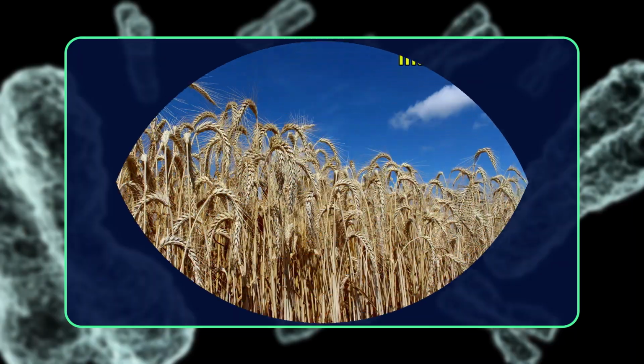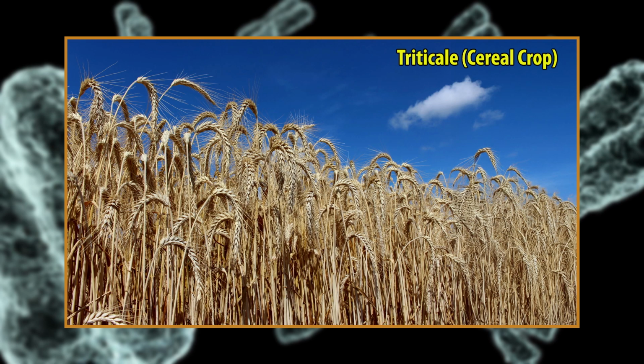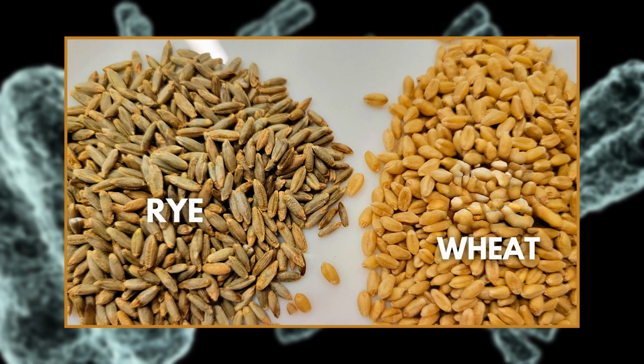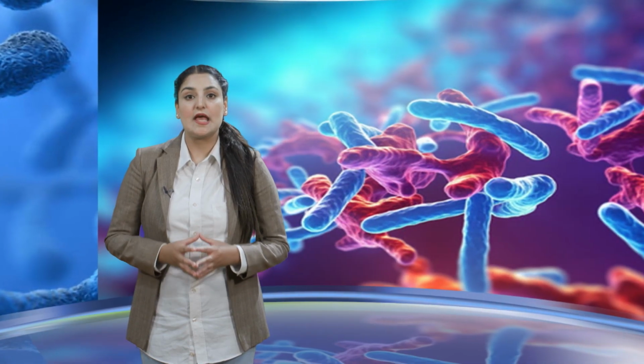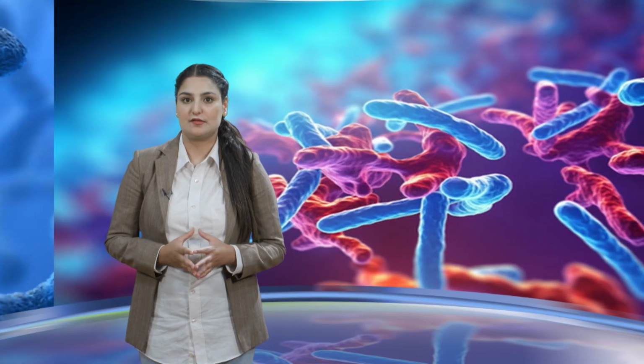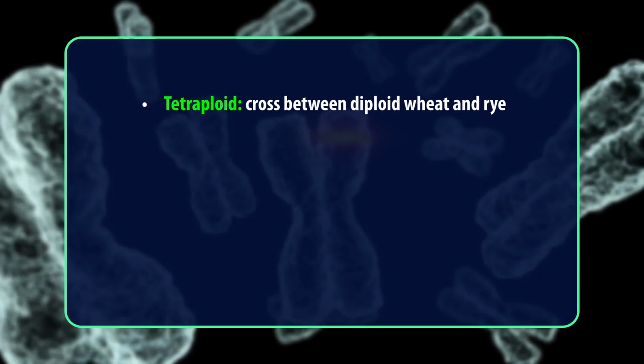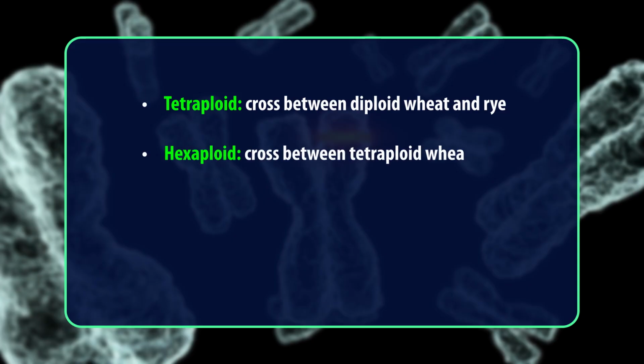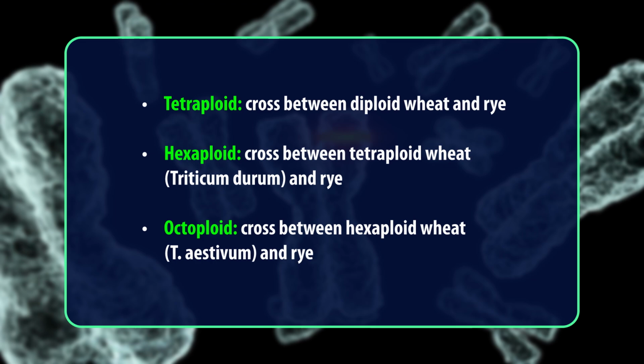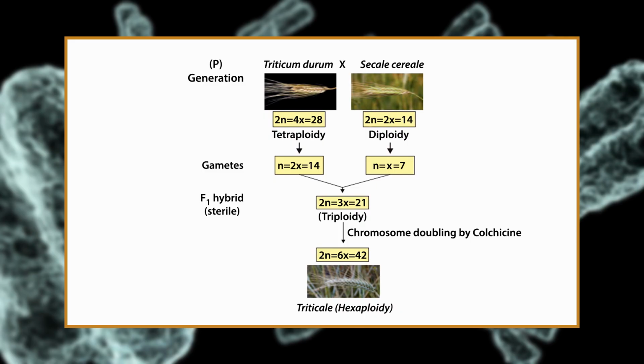his goal. Another important example is triticale, the first successful man-made cereal crop, created by crossing wheat and rye. Triticale exists in multiple ploidy levels. Tetraploid, a cross between diploid wheat and rye. Hexaploid, a cross between tetraploid wheat and rye. Or octoploid triticale, a cross between hexaploid wheat and rye. Hexaploid triticale combines the high protein content of wheat with the high lysine content of rye, making it nutritionally superior.